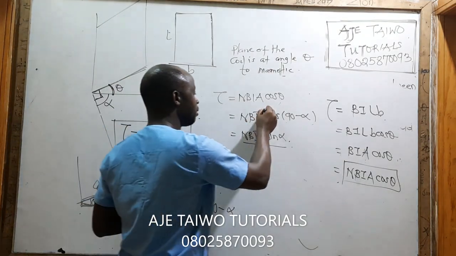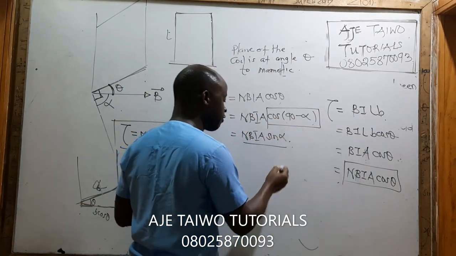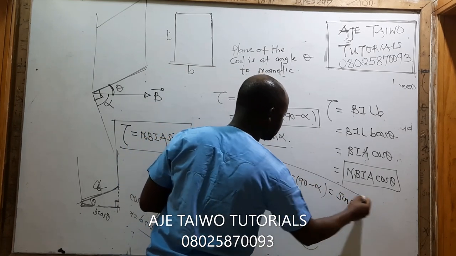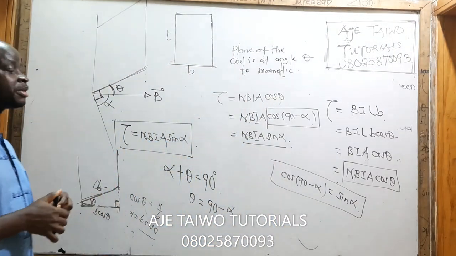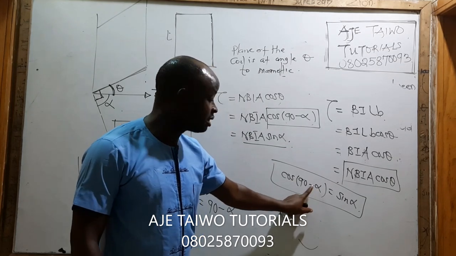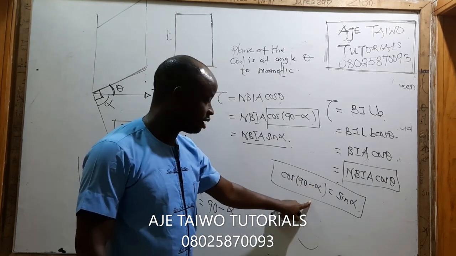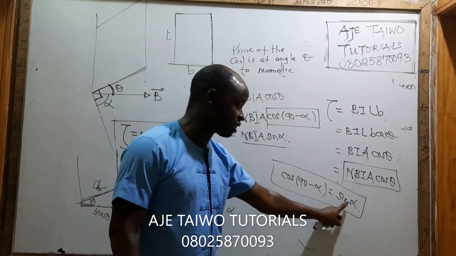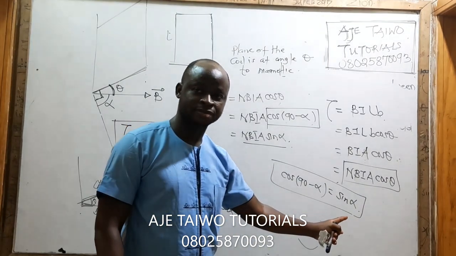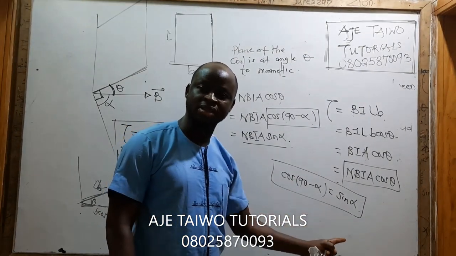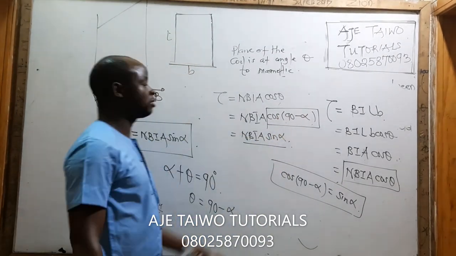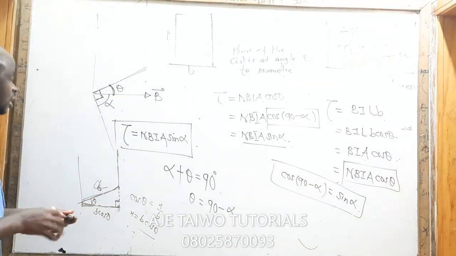Cos 90 minus alpha is the same as sine alpha. You must take note of that. If you put this alpha as 30 degrees, it will be 90 minus 30, that will be 60. Here becomes sine 30. If alpha is 30, here becomes sine 30, here becomes cos 60. Cos 60 is the same as sine 30. So take note of that. That's a proof. Very simple proof. Let's go to the next aspect.